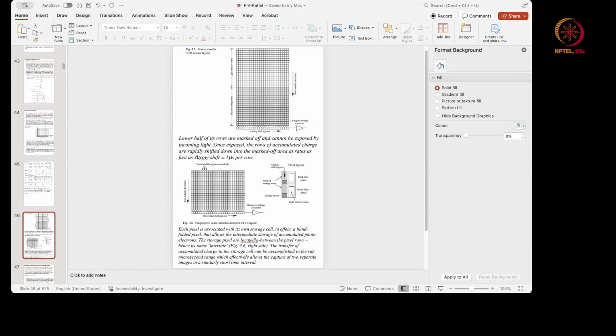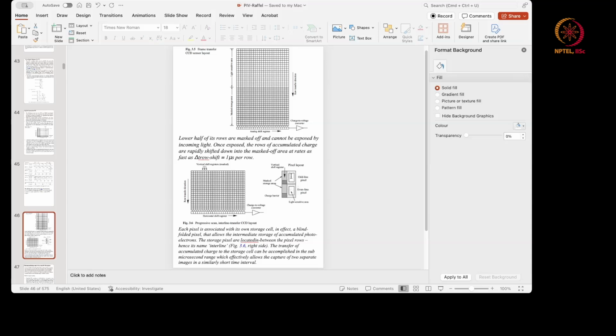The storage pixels are located in between the pixel rows, hence the name interline. There will be another light sensitive pixel after this, and then again a vertical shift register to the left of it. The transfer of accumulated charge to the storage cell can be accomplished in the sub-microsecond range, which effectively allows the capture of two separate images in a very short time interval. So you understand, this is where the photoelectrons accumulate.